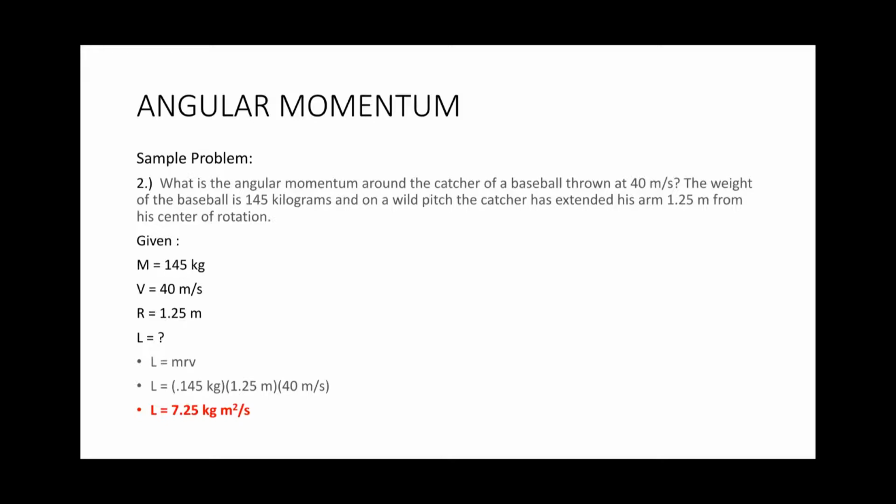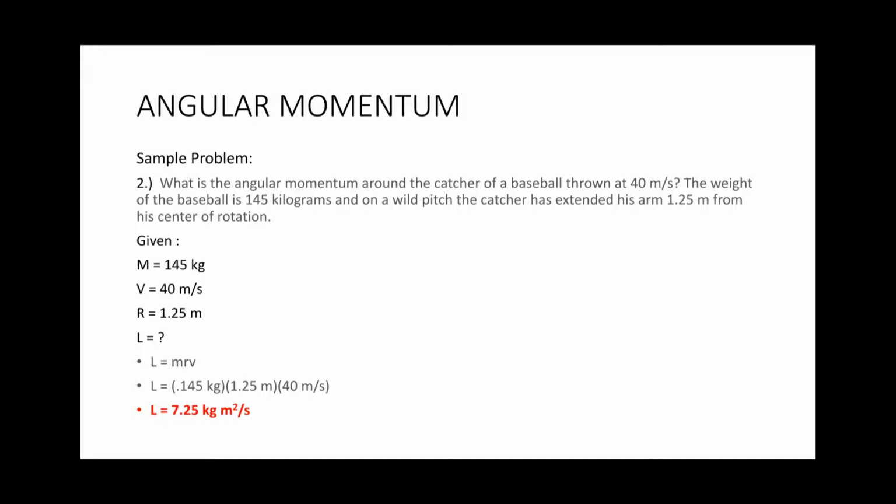What is the angular momentum around the catcher of a baseball thrown at 40 meters per second? The weight of the baseball is 145 kilograms, and on a wild pitch, the catcher has extended his arm 1.25 meters from his center of rotation.